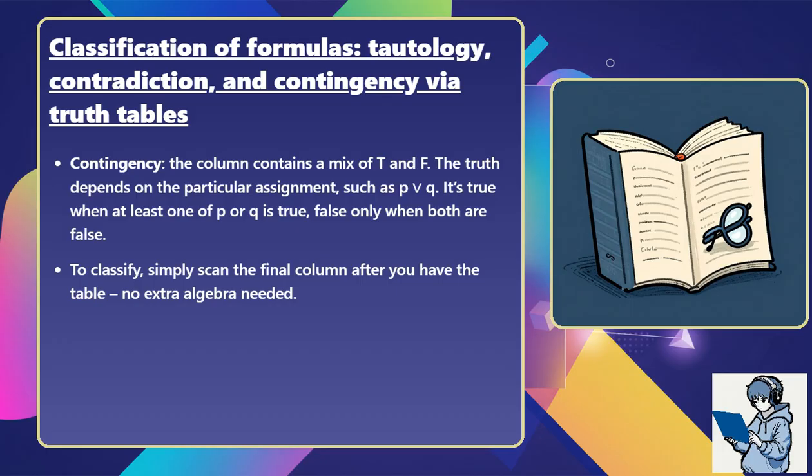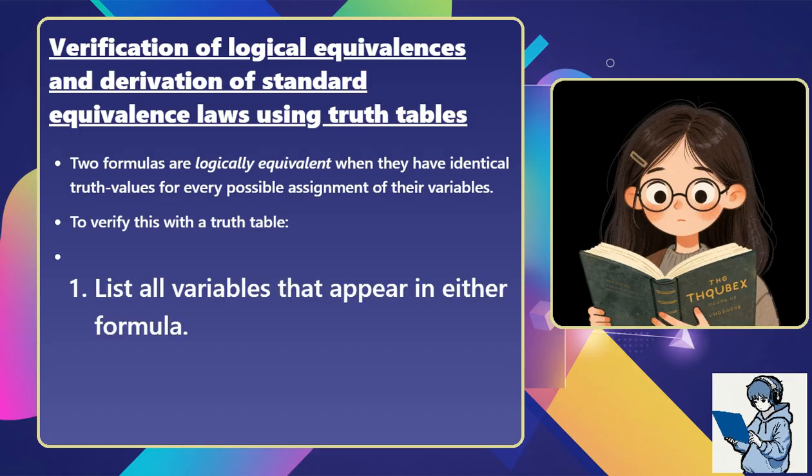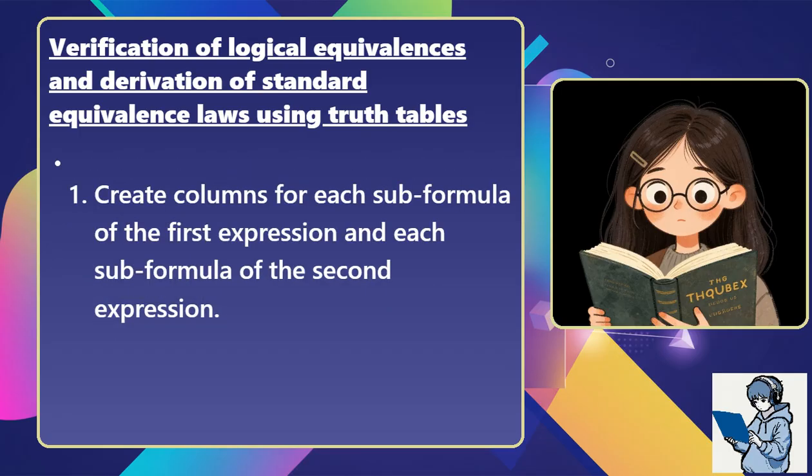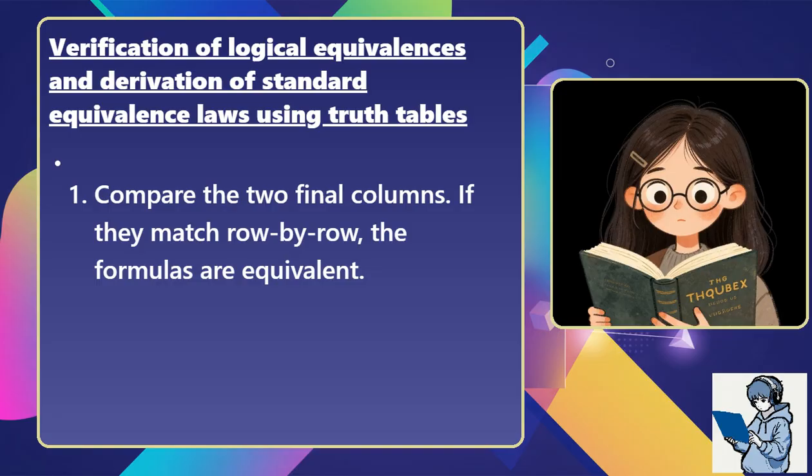No extra algebra needed. Two formulas are logically equivalent when they have identical truth values for every possible assignment of their variables. To verify this with a truth table, list all variables that appear in either formula. Create columns for each subformula of the first expression and each subformula of the second expression. Fill the table following the step-by-step method. Compare the two final columns.